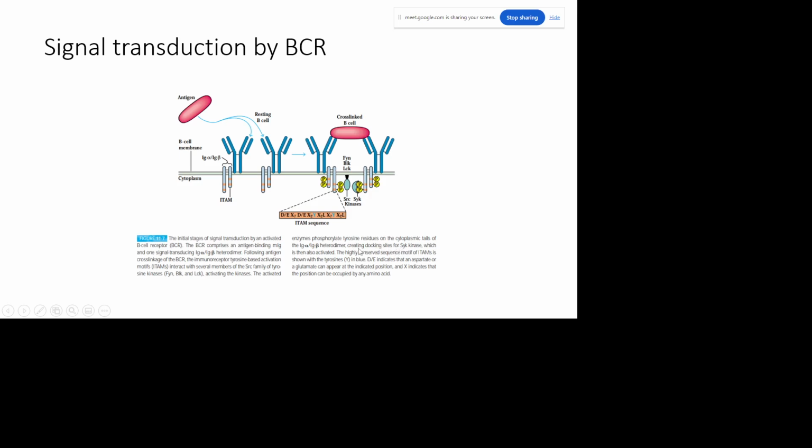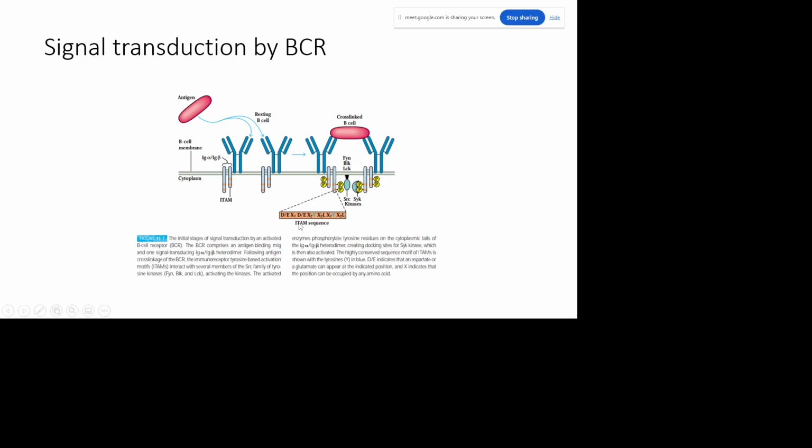Okay, so after the SYK kinase interacts with this phosphotyrosine residue of the ITAM motif of Ig alpha Ig beta, that will activate the SYK kinase, right, and that will transduce the signal. The downstream signaling cascade will be activated.